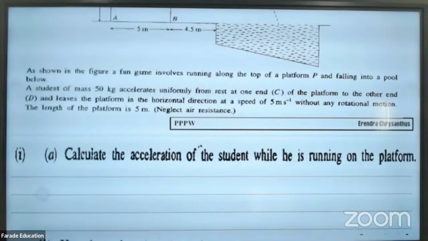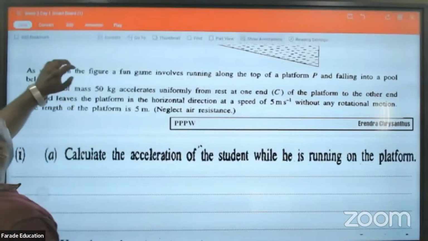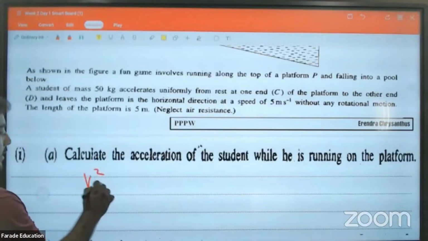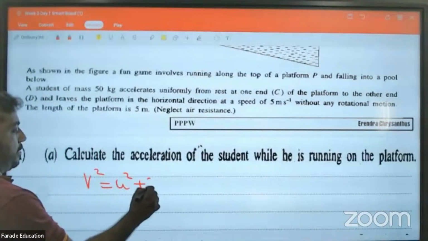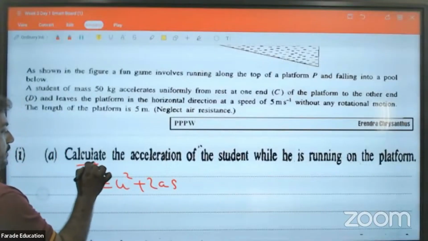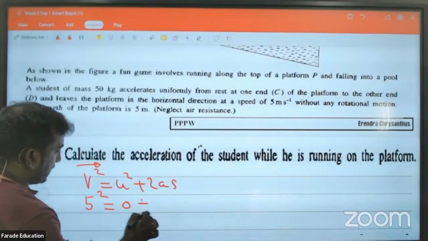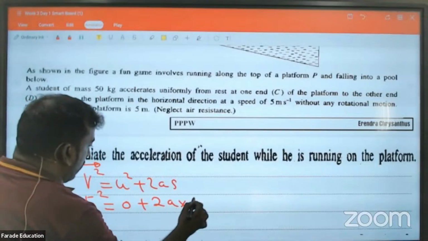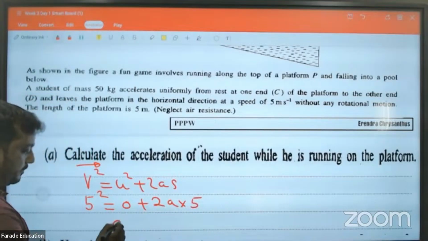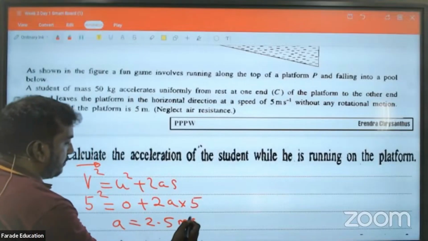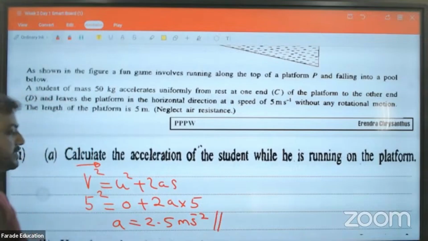Calculate the acceleration of the student while he is running on the platform. Apply the equation v squared equals u squared plus 2as. Final velocity is 5, squared, starting from rest. Acceleration we don't know, displacement is 5. 25 divided by 10, you will get 2.5 m/s squared. There you go, that is the acceleration.